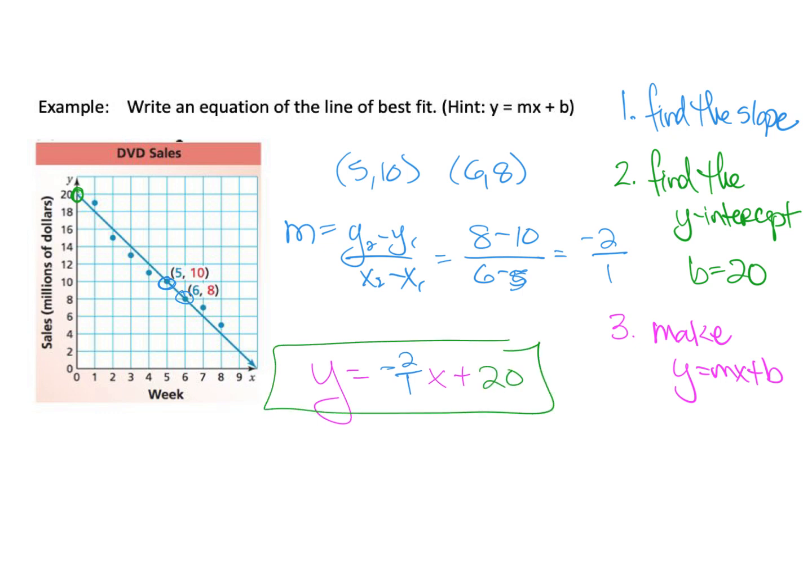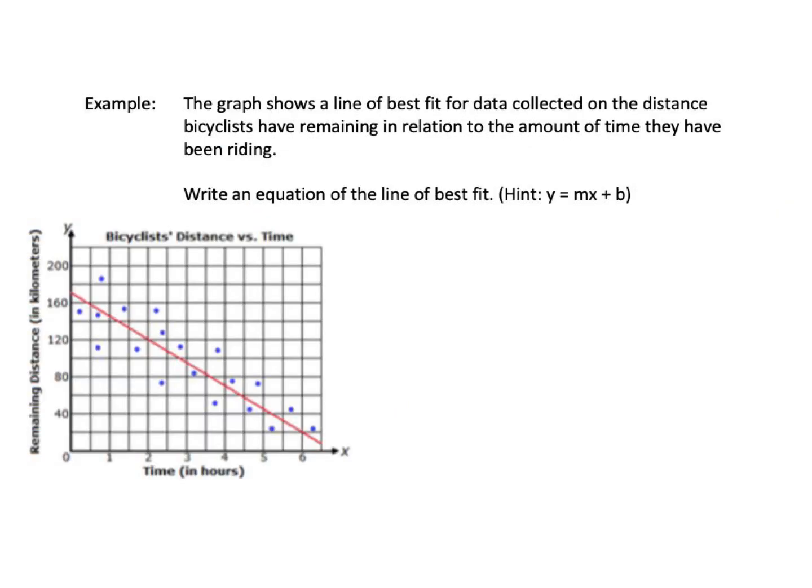Notice how this line has about the same amount of points below the line versus above the line. And it does go with the information, it goes with the trend. All right, let's go ahead and try this. So this graph shows the line of best fit for the distance bicyclists have remaining in relation to the amount of time that they've been riding.